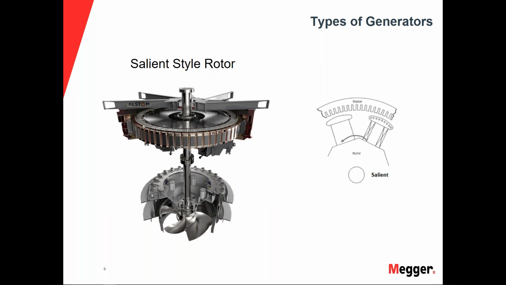The salient style rotor is large in diameter, but very short. Most of the time you see these in hydro plants. They rotate at a lower frequency, with a lower RPM range, given that they have multiple poles for the generator itself. They're spinning at a slower speed to be able to produce the same frequency, 50 or 60 hertz, as the cylindrical style rotor.